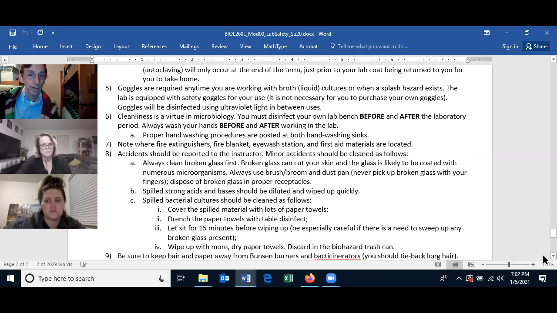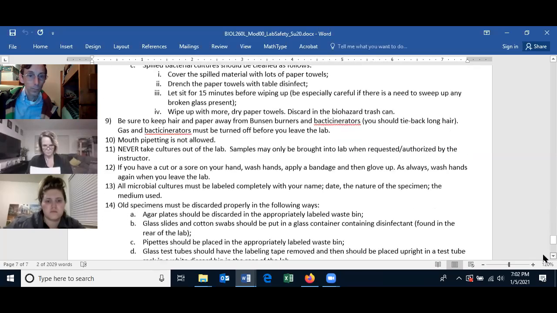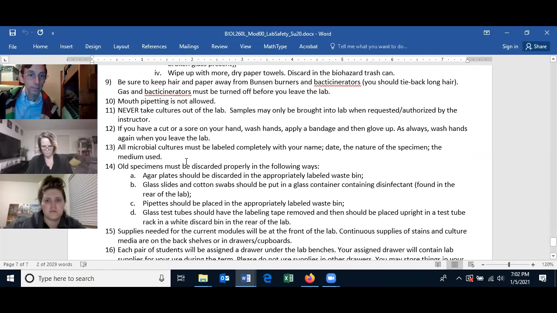Goggles whenever you're working with a splash hazard. You should clean your lab bench before and after you're done. Report accidents to your instructor. Airtight. Cultures can never go out of the lab, so don't even ask. I won't allow them out of the lab. They should stay in the lab.